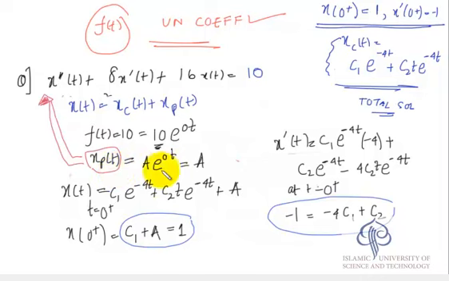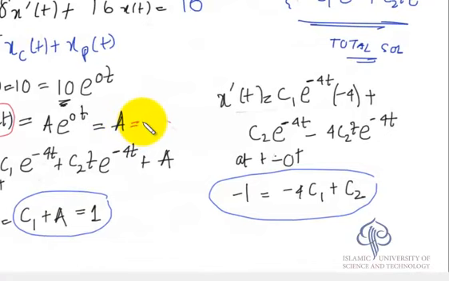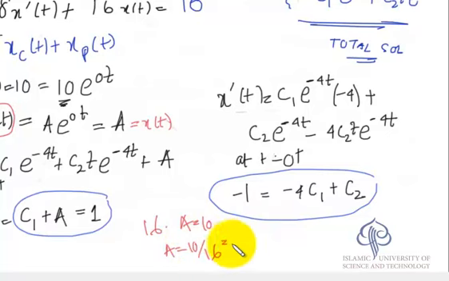So if we substitute xp(t) equal to a as x(t), because it's a particular solution to this non-homogeneous equation, we get on the left hand side the double differential of a, which is 0, the single differential of a, which is 0, and 16 times a is 10. So this gives us a is 10 by 16, which is 5 by 8.